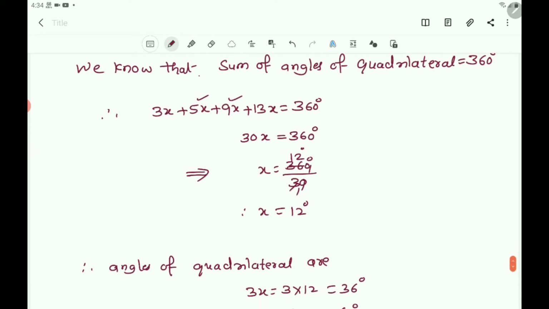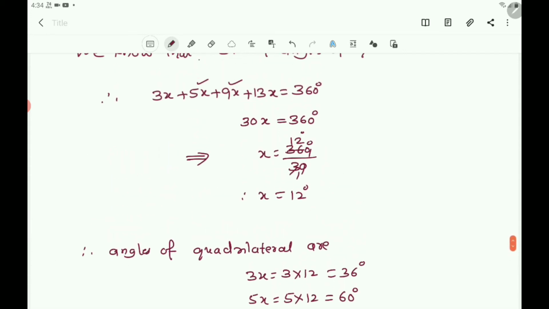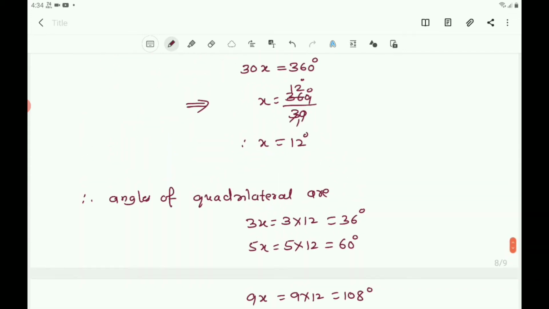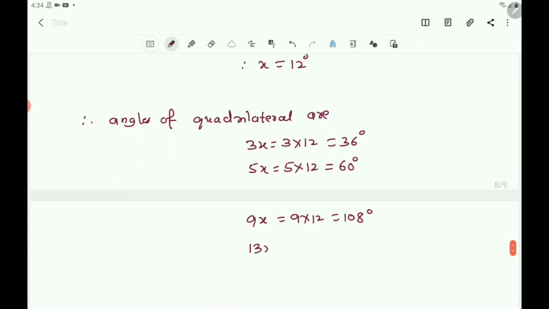Then the third angle is 9x, which equals 9 into 12. 12 nines are 108. The third angle is 108 degrees. Then the fourth one is 13x, which equals 13 into 12. 12 threes are 36, 12 ones are 12, plus 3 is 15. So it is 156 degrees.